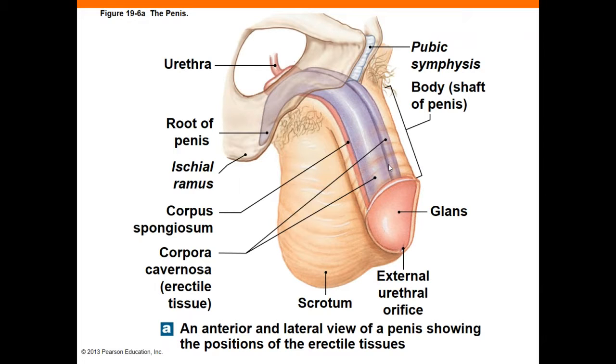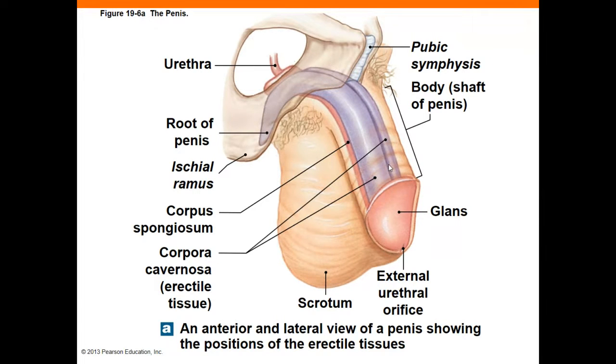Okay. So within the penis, we have different columns of erectile tissue. We have two columns of corpora cavernosa and one column of the corpus spongiosum. The erectile tissue consists of a lot of vascular channels, so allowing blood flow. There's also some elastic connective tissue and smooth muscle.